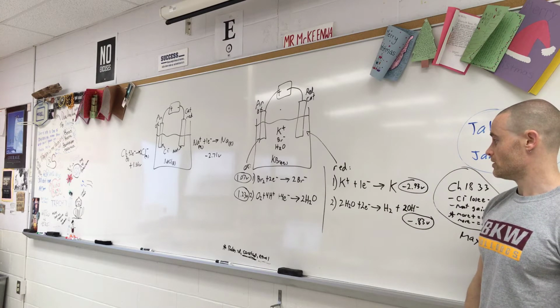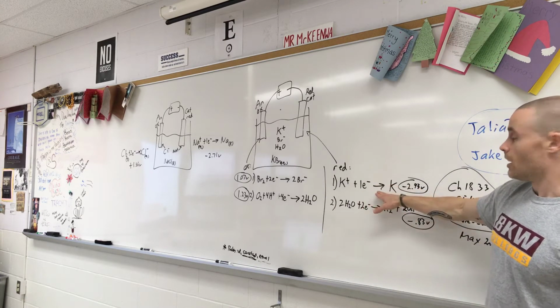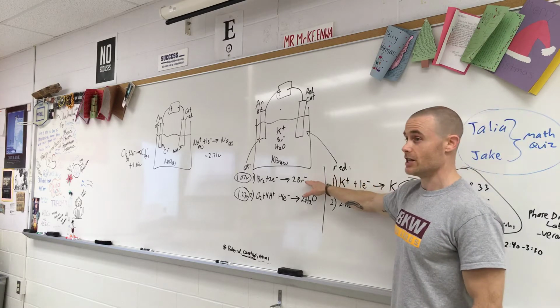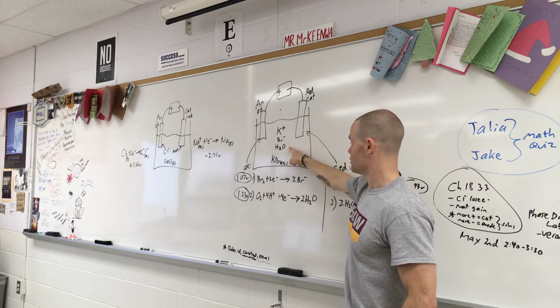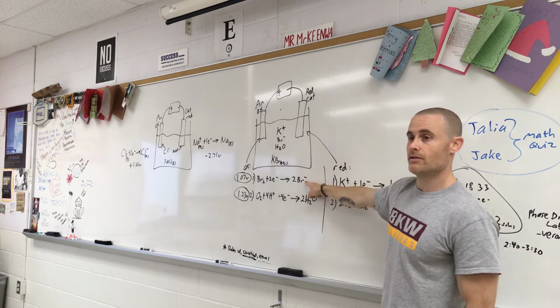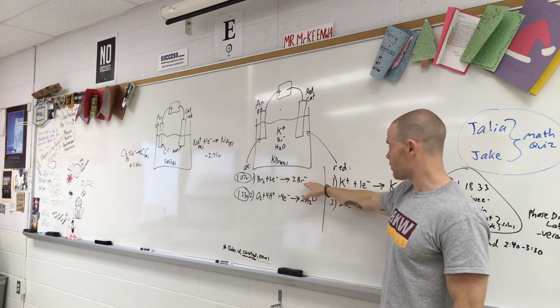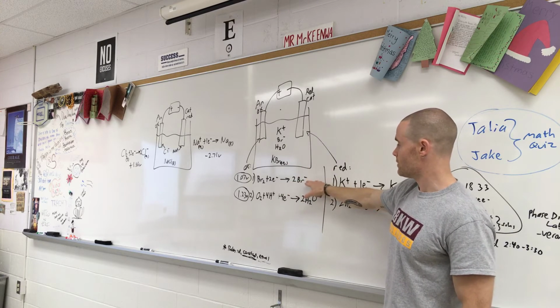So who wants to help me out here? How do I know this is a reduction reaction and this is oxidation? And remember, it's with respect to these particles. So how do I know this is oxidation? I mean, I said it, but I want one of you to say it. How do you know, looking at this, this is losing electrons?